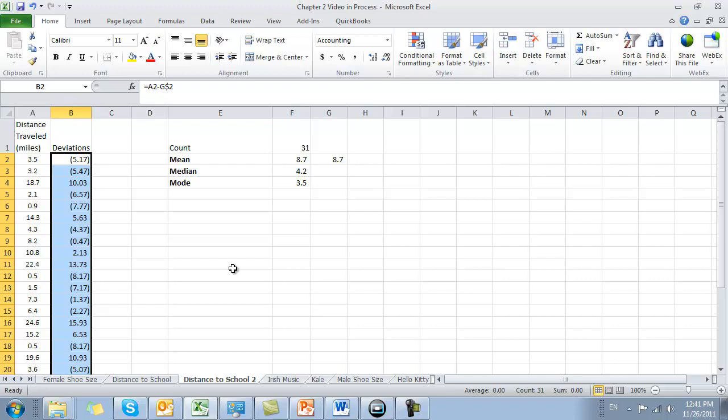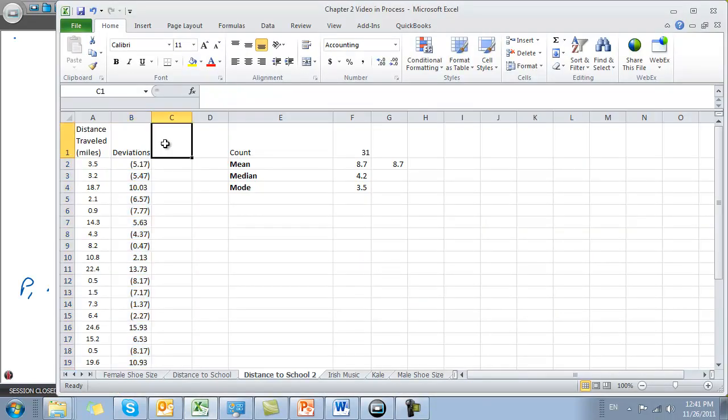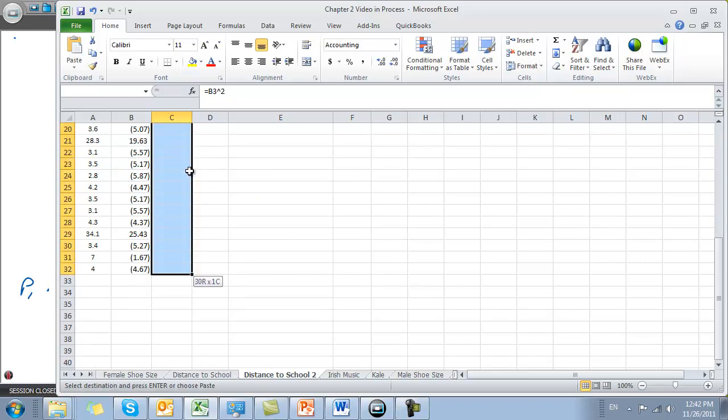Now going back to our formula, I'm going to make this a little smaller. We see that we take our sum of our deviations, I square them, and I divide by n less 1. So here we have it. I have my deviations. I need my deviations squared equals this times itself. That's one way to square it. I can also use the little hat raised to the power of 2. That will also work. Copy, paste.